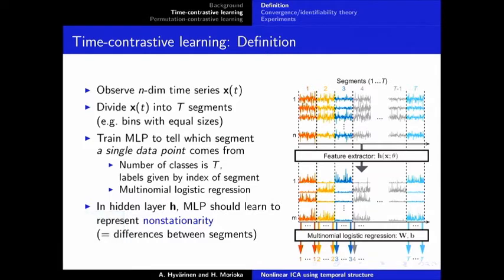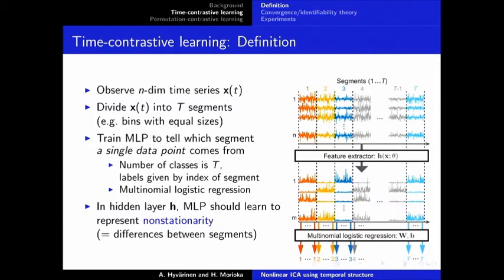Now, intuitively, you would think that in the hidden layer, the multilayer perceptron should learn to represent the non-stationarity. Because non-stationarity is really nothing else than the differences in distribution between the different segments. So if the MLP is to be able to discriminate between different segments and tell for each data point which segment it comes from, then what it exactly has to learn is the difference of the distributions between the different segments. Okay, so that's basically the principle.